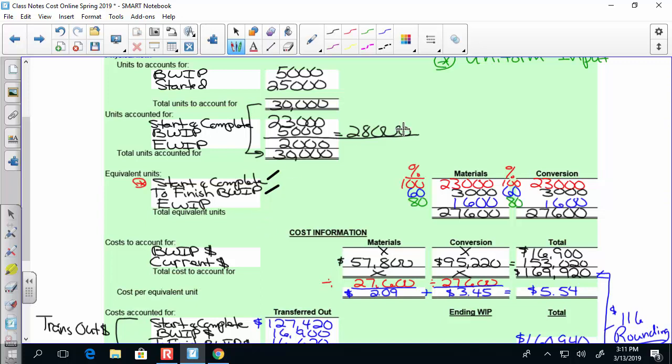Also realize this is a uniform input on the first department. It's a non-uniform input on the second department. So I'm using the same percentages, 60 for beginning to finish them, right? They were 40% done, which then leads to the 60% to finish those units. So 60% of 5,000 is 3,000.